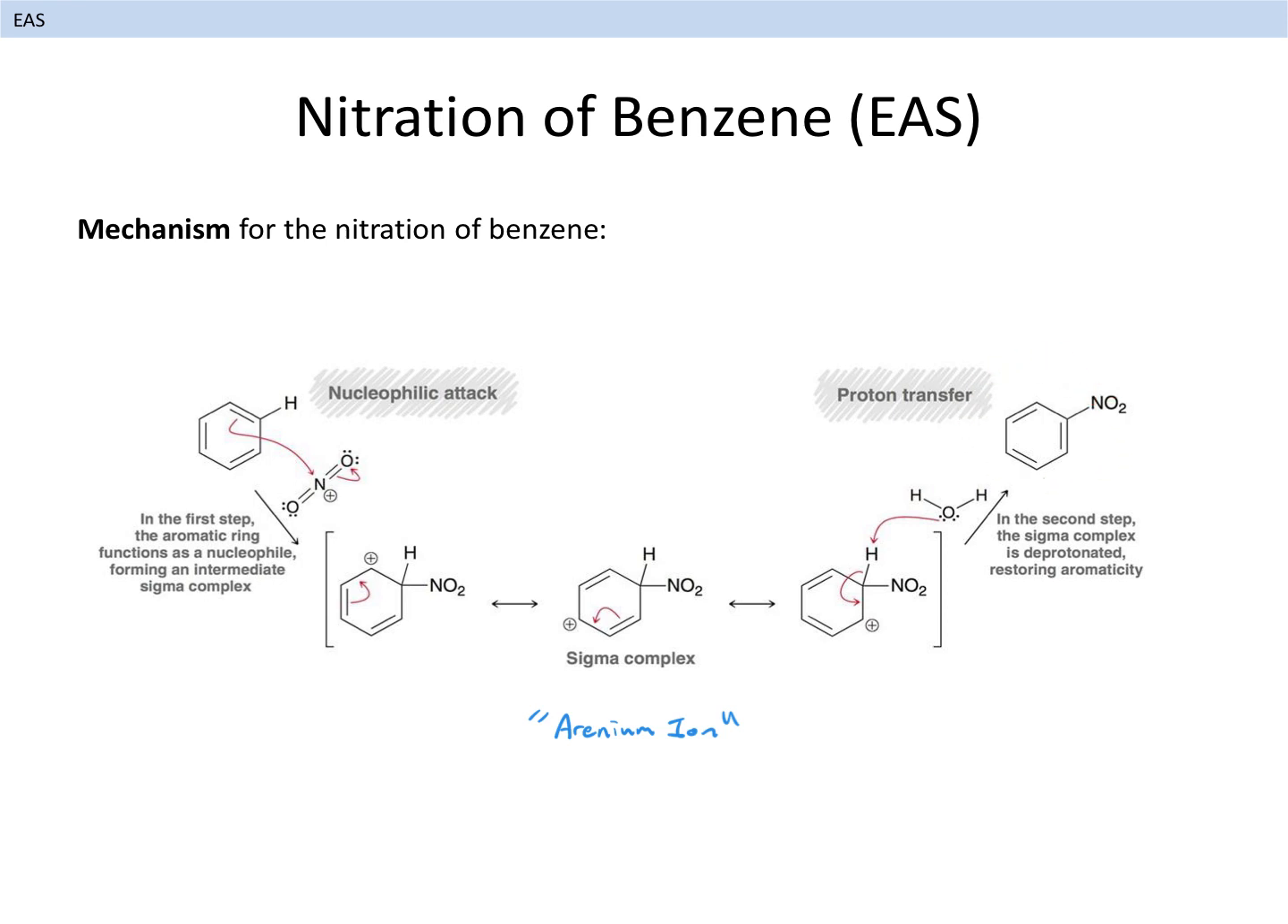This two-step mechanism, nucleophilic attack followed by proton transfer, highlights the role of the nitronium ion as the electrophile, and the aromatic ring's nucleophilic properties. By understanding these steps, we can appreciate how benzene's aromatic stability is momentarily disrupted, and then restored in the course of the reaction. Now that we've covered nitration, let's move on to the next slide to learn about another important electrophilic aromatic substitution reaction, sulfonation.